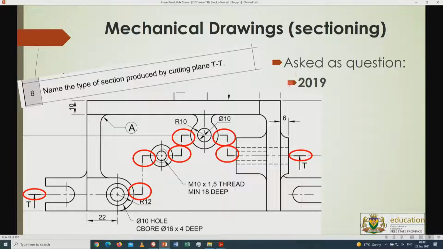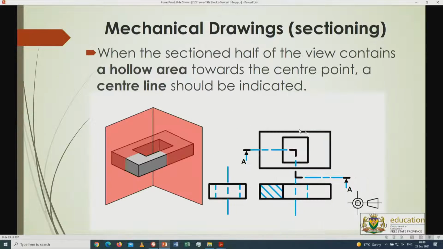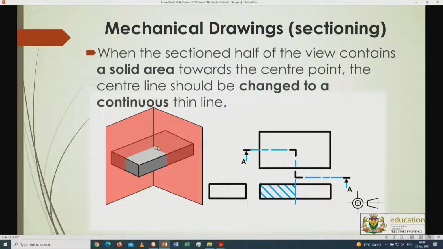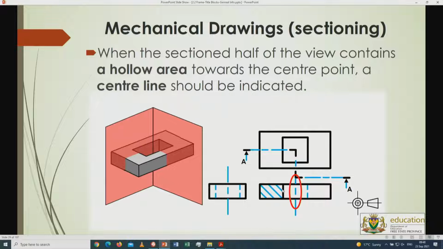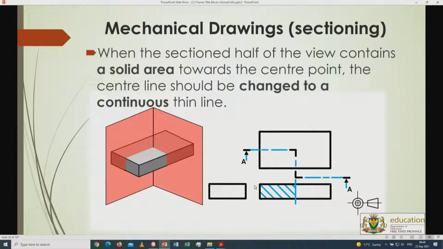This question was asked in 2019, and then they ask, what is all of this about? Name the type of sectioning produced by TT. There you go, it's offset sectioning. All right, so this is also part of this memo discussion, where the offset sectioning, if it goes through a hollow area, in other words, there's an open area, it stays a center line. If it goes to a solid area over there, then it stays a solid type B line. All right, so that is very important. You will see this is also part of your memo.